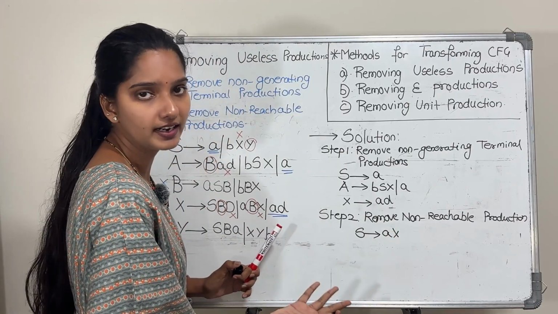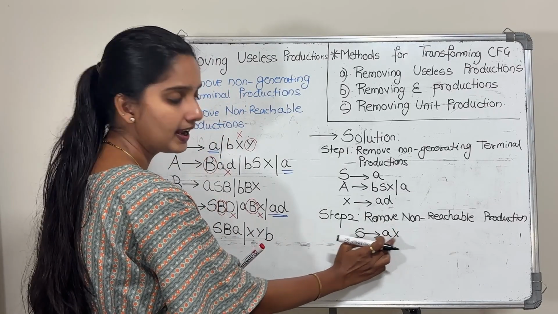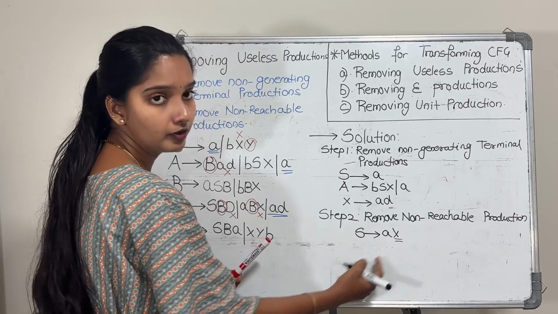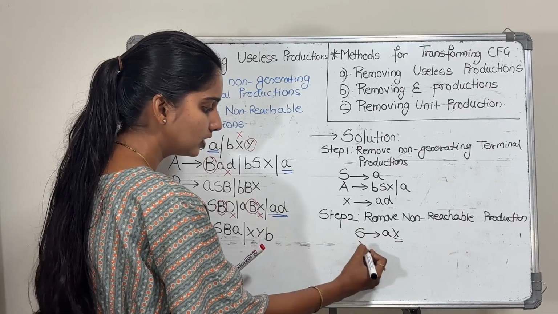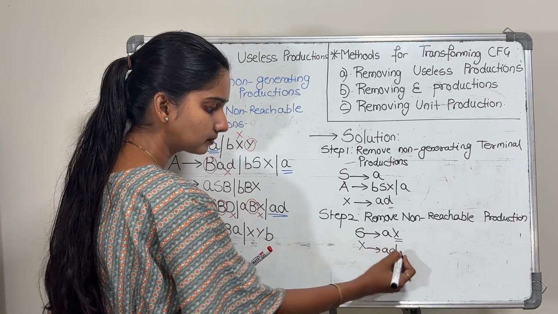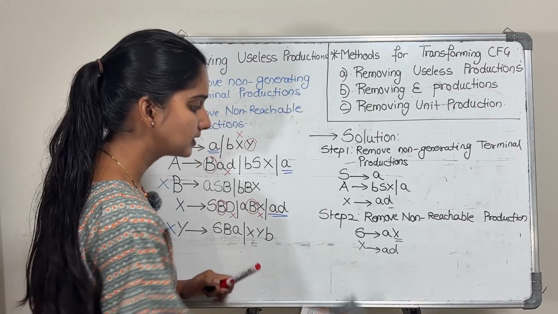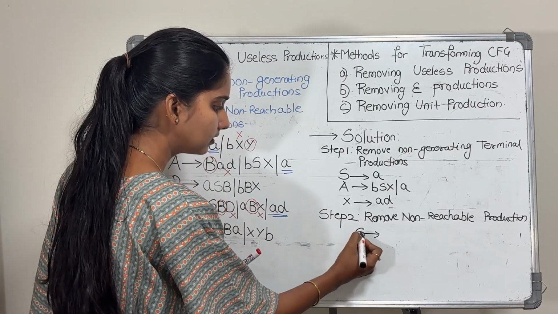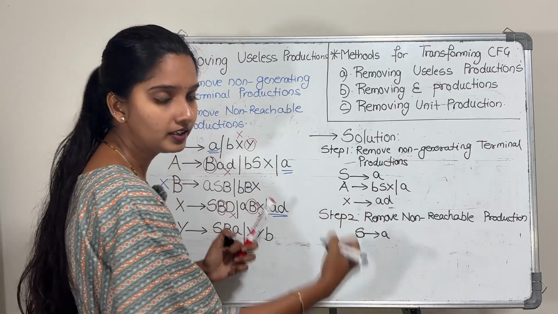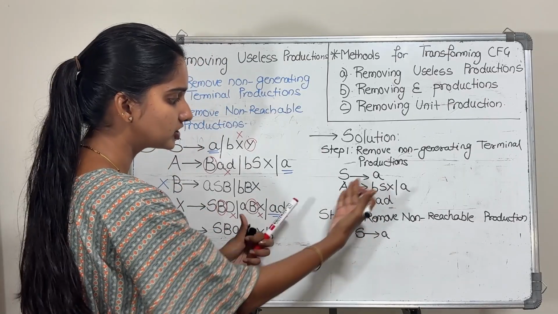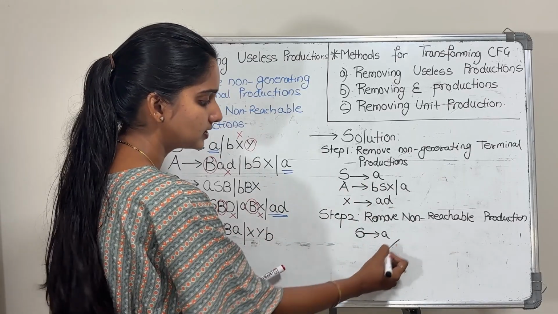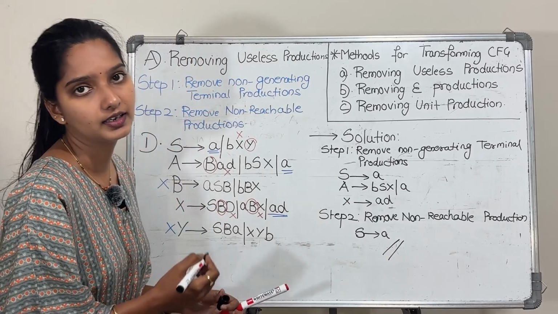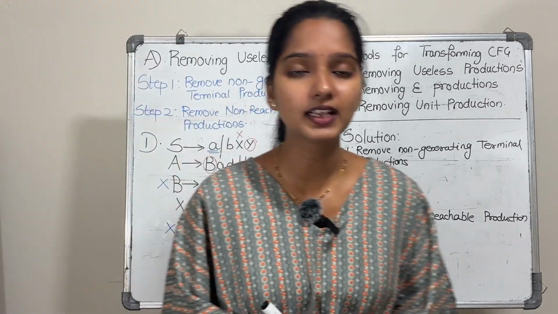For example, imagine if X was there. S is giving me A and X, right? It is having X. So if X was there, we could have taken the productions of X, which is AD. But since S is giving me only A and I cannot reach the others, they are not reachable. So this is nothing but my final grammar. I hope this is clear to you all.